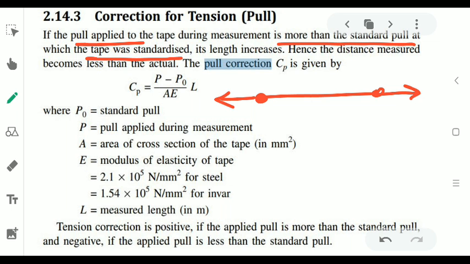So the correction for this is equal to CP is equals to P minus P naught into L over AE, where P naught is our standard pull, P is the pull applied during measurement, A is the area of cross section of tape, and E is the modulus of elasticity of the tape, and L is measured length.